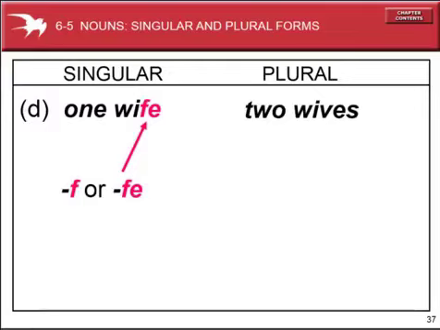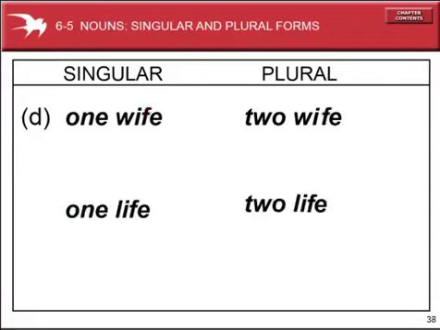When you see a word that ends with F or FE, in place of the F we'll have to write V, then add ES to make the plural. Look at the example, one wife. In place of FE, we write V, then add ES, and it becomes the plural. One wife and two wives. One life, two lives.